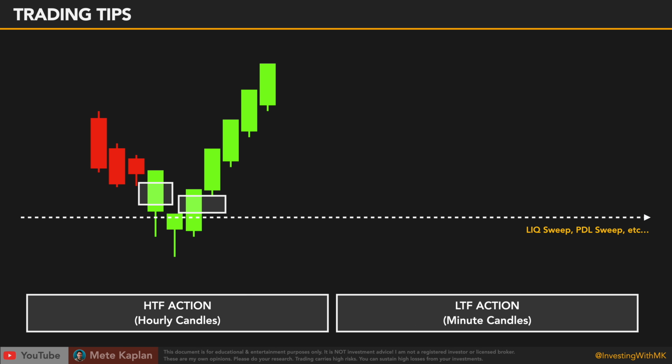Okay, in the hourly charts, we solved this price action. Then how can we trade this? This is the main question, right? You just start watching the minute-based candles this time.